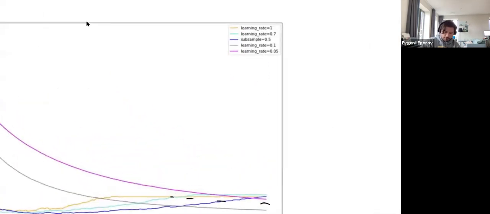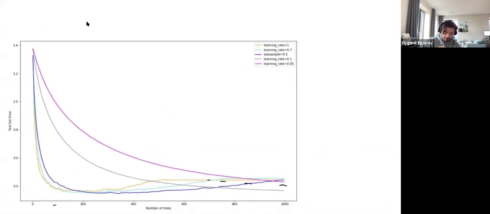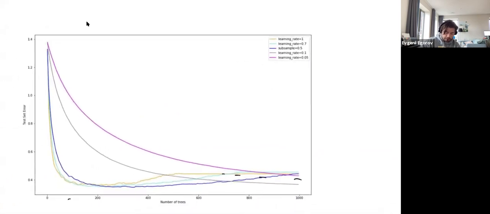Okay, let's take a look at some particular example. What we have here is the error on the test set, the total number of trees in the whole ensemble, and for each curve we have a different learning rate. Yeah, so let's see. This yellow line has the fastest decrease of the error, but then it starts to increase. And not surprisingly, it has the biggest learning rate.